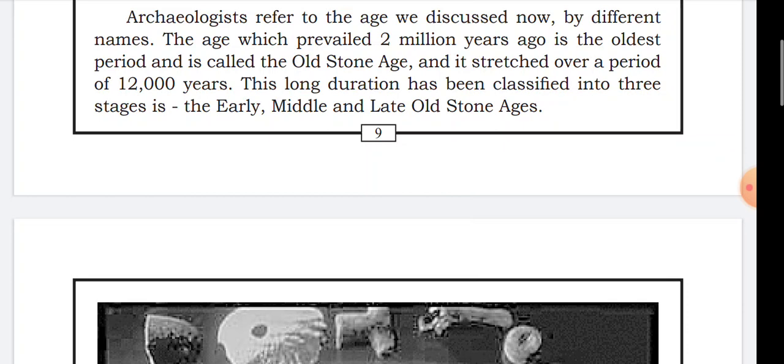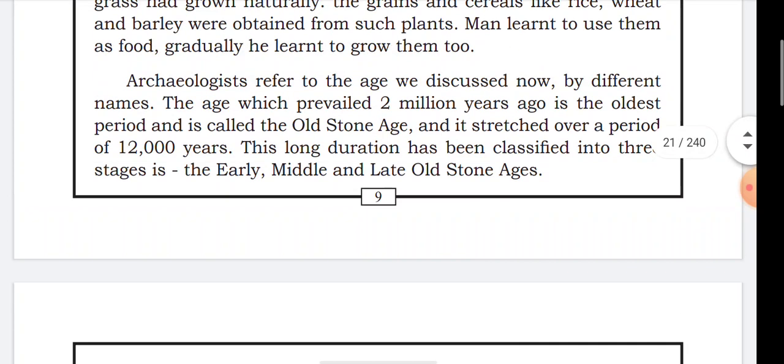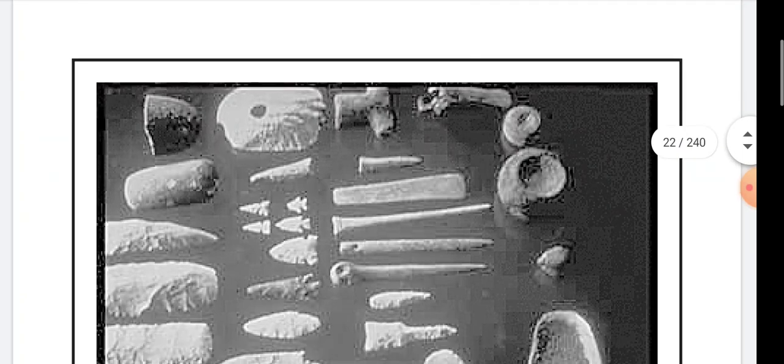This long duration has been classified into three stages, that is the early, middle and late stone ages. So this age, which was there 2 million years ago and lasted for about 12,000 years, has been classified by historians into three: the early, middle and late Old Stone Ages.